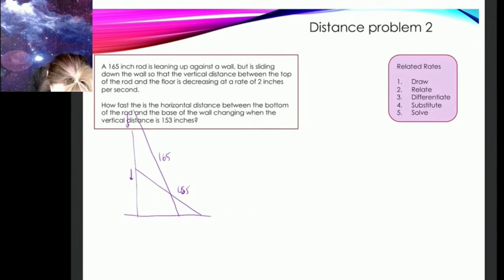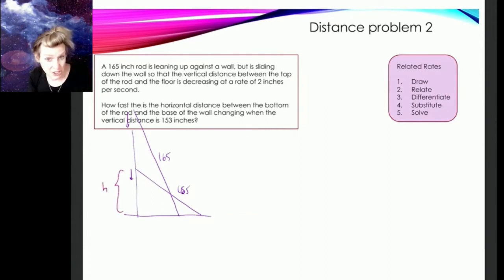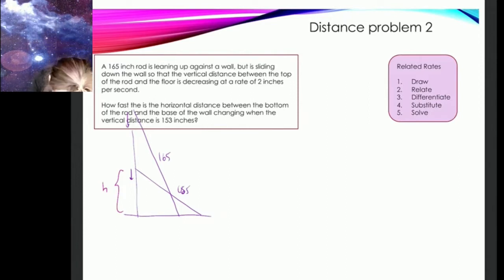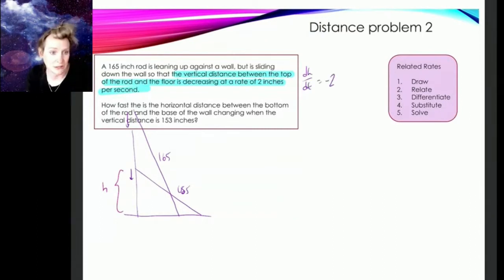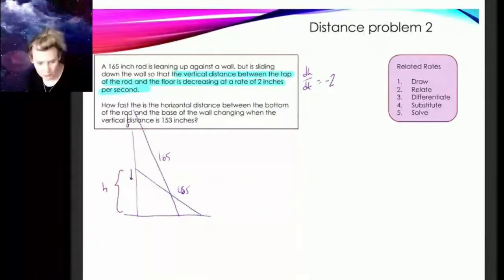And it looks like the height here, which I'm going to label H, is changing at some rate, 2 inches per second. So that statement, the vertical distance between the top of the rod and the floor is decreasing at a rate of 2 inches per second, is code for the statement that dh/dt equals -2, assuming we call it h. Maybe you call it y because you like vertical things to be y. I don't care. So that's code.